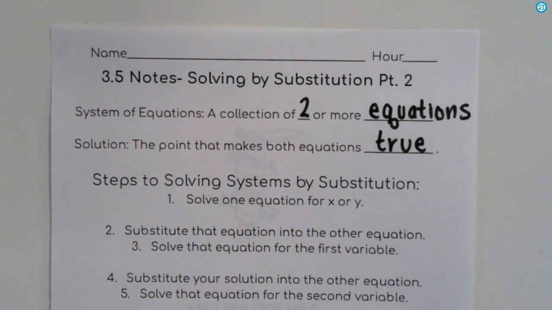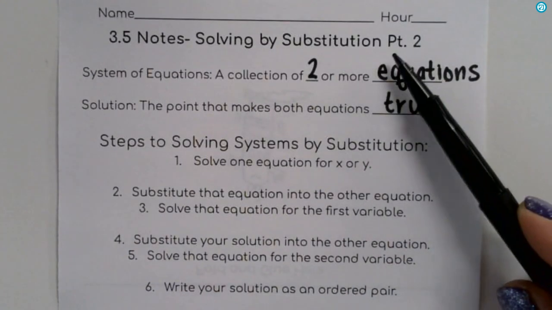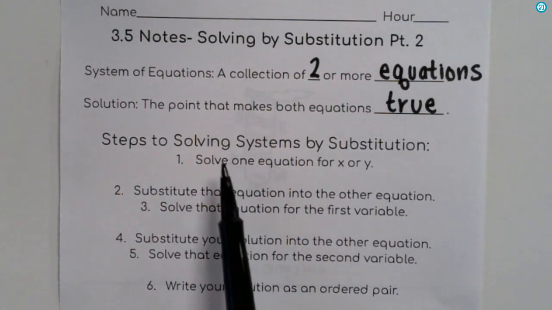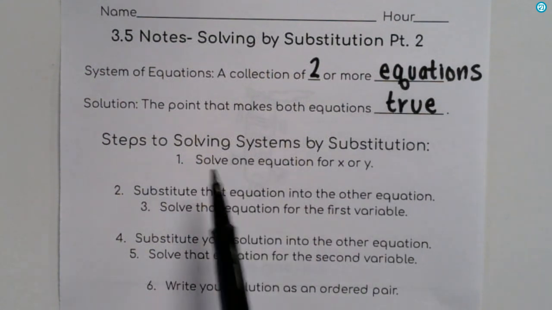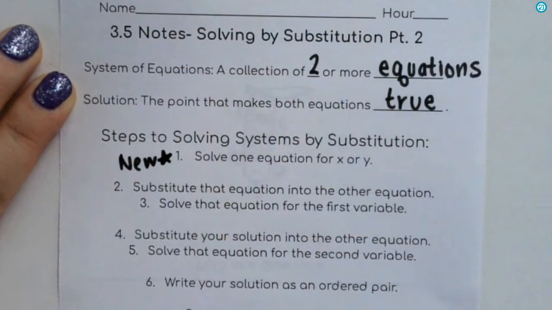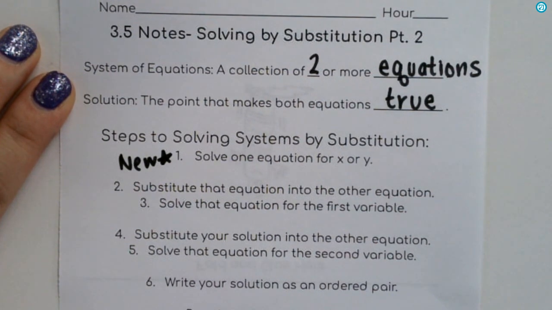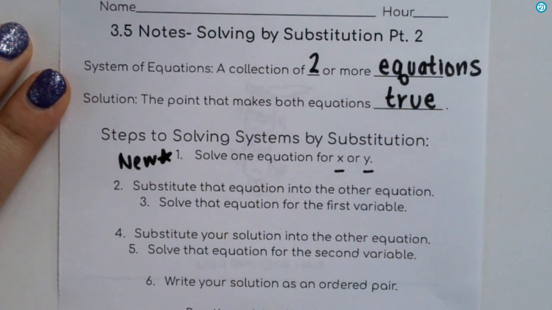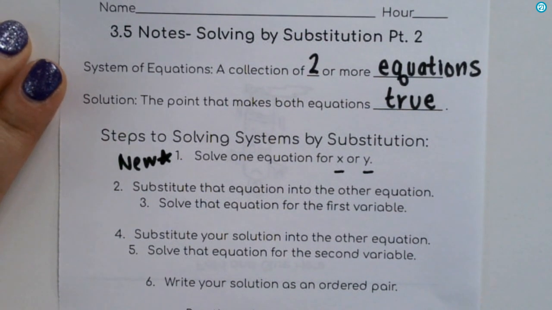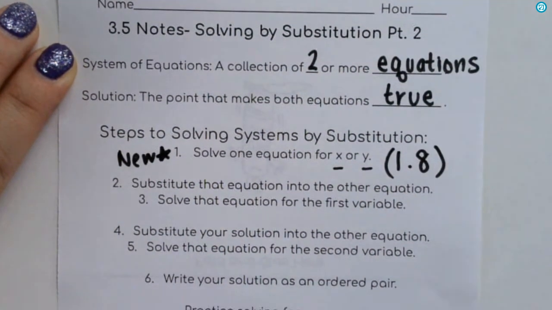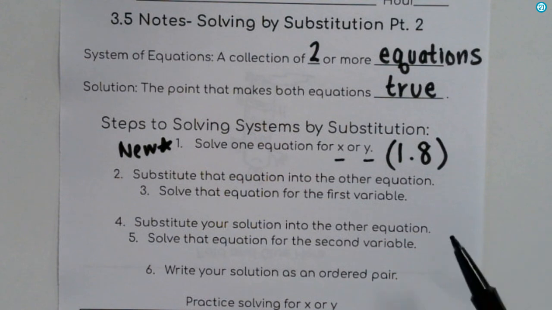All right, so what we are doing today is solving by substitution part 2. We did part 1 on Tuesday or Wednesday. The only difference between part 2 and part 1 is that we are going to be doing this first step today, which is that we are going to be responsible for solving one of our equations for x or y. We learned how to solve equations for a certain variable back in section 1.8. So if you need to look back on how to solve for a variable, look back at 1.8. And then we've got a few examples that we're going to do here as well.